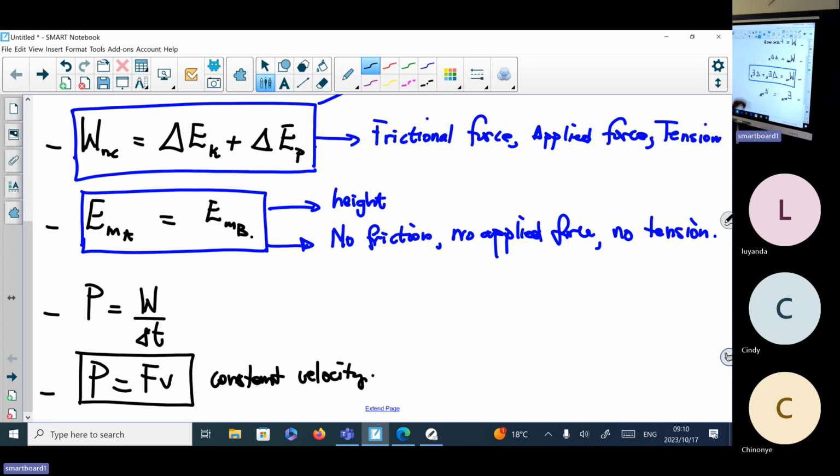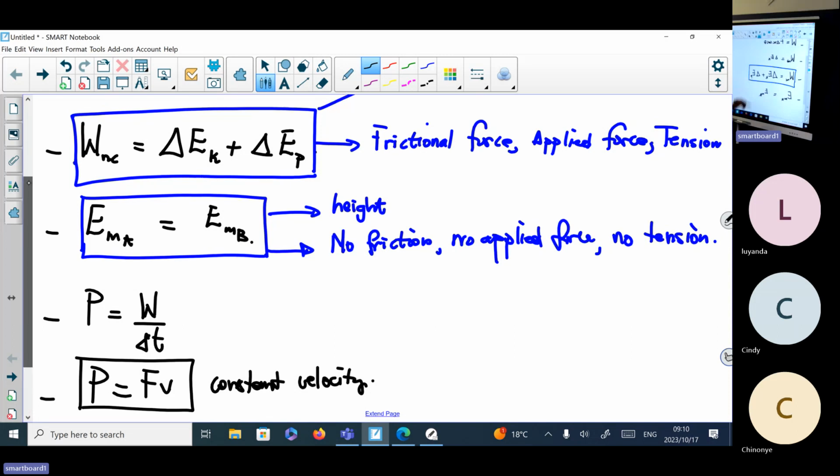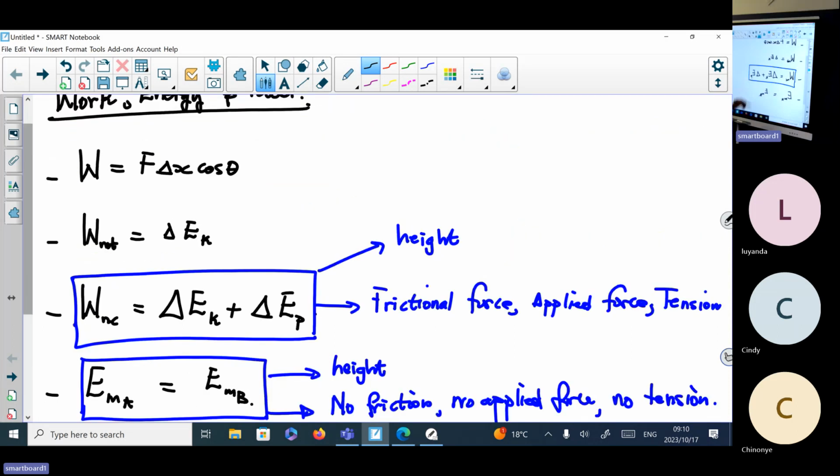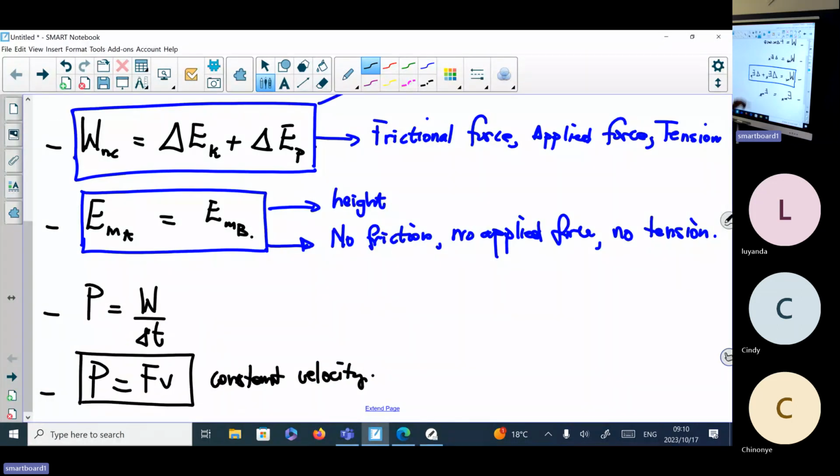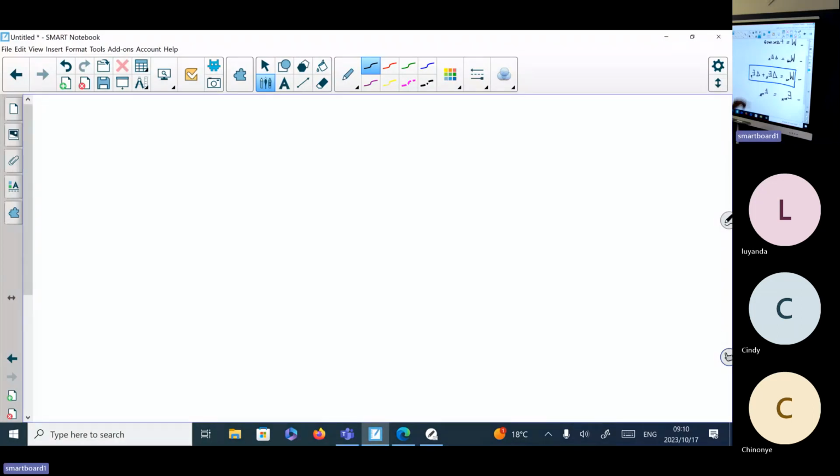So the object needs to be moving with a constant velocity for us to apply that formula to calculate the power. So these are the formulas that you need to know about. But over and above this, you need to know your Newton's laws of motion. There are other keywords that we also need to be looking at. But most important, let us look at what we're going to do.